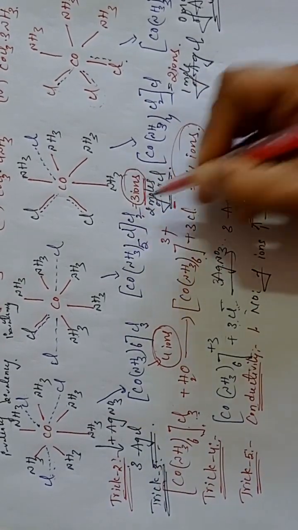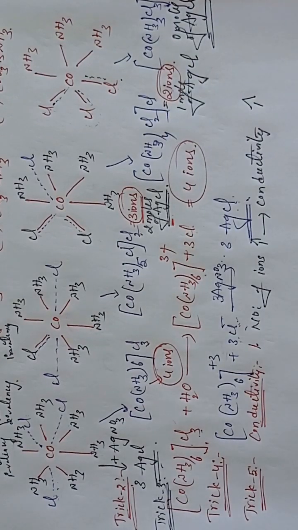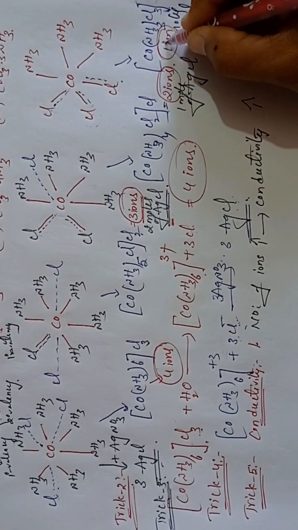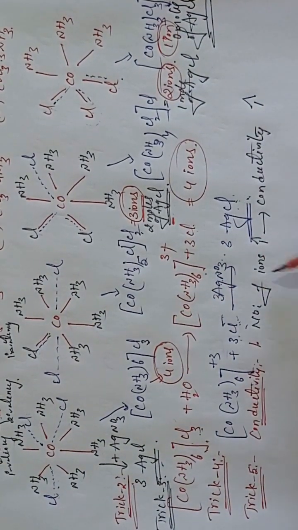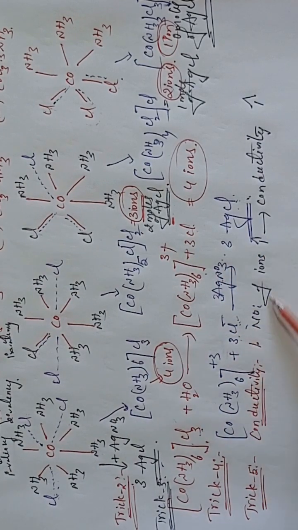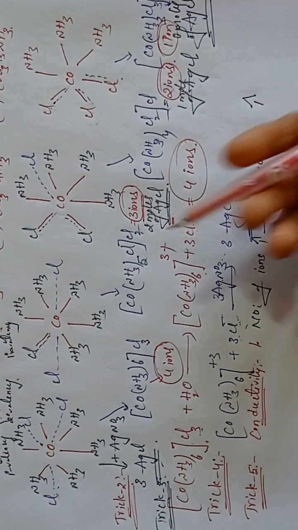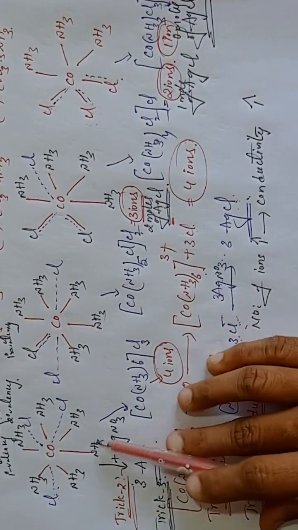It is how many ions? 3 ions it is producing. It is 2 ions. Clear this one? It is giving only 1 ion. So here which is having the more conductivity, students? As the number of ions increases, conductivity increases. So more the number of ions, more is the conductivity. It is having the 4 ions, so its conductivity is more.